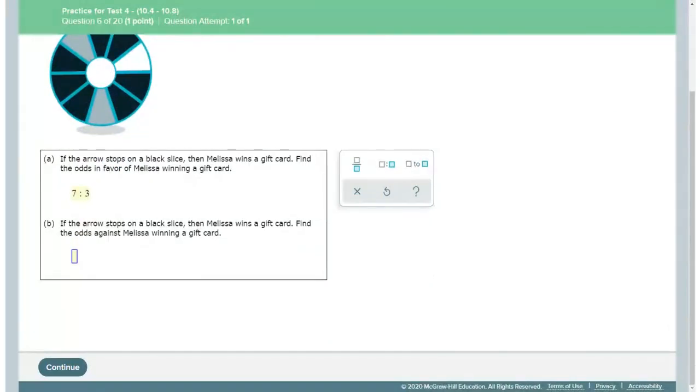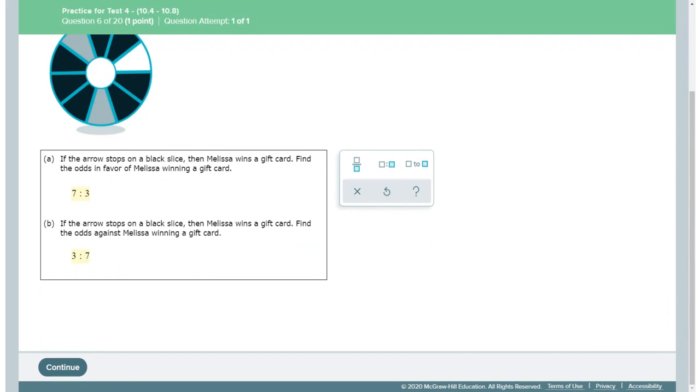All right. And so if the arrow stops on a black slice, then Melissa wins a gift card. So it's talking about the same scenario. So find the odds against. Well, simply just turn them around. Does that make sense?